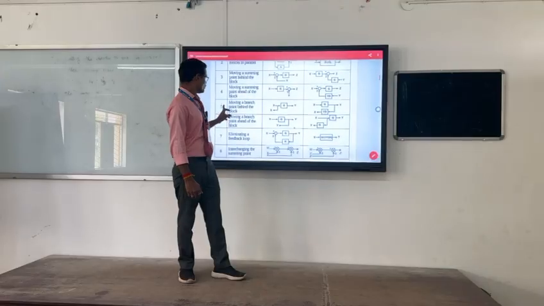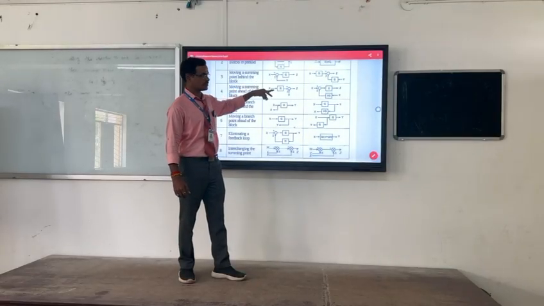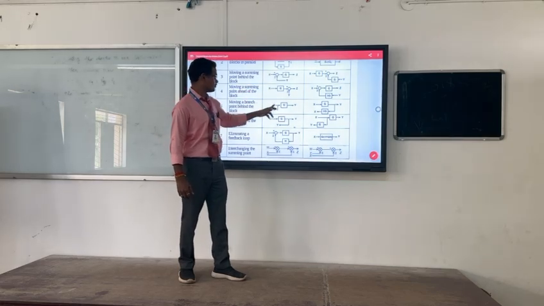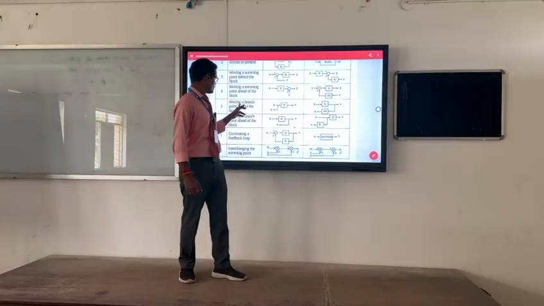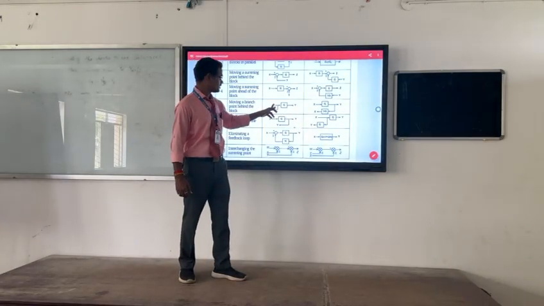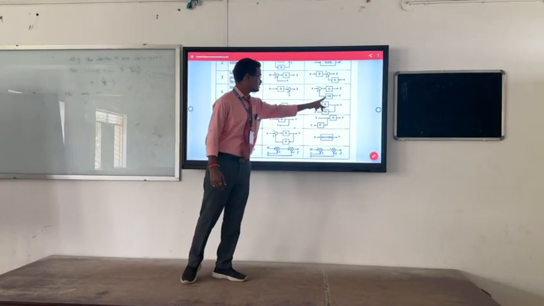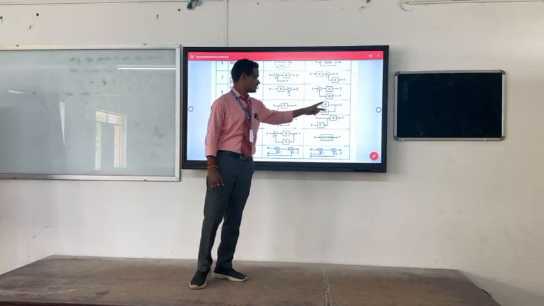Next one is moving the branch value. This is for these two, for summing point moving ahead and before the branch point. Here, moving the branch point behind the block. The branch point or node is moved to one more block. That is called branch point behind the block. If this branch point is moving behind the block, it is vice versa to the summing point moving upwards. So you get 1 by G. That's why G divided by 1 by G is becoming.